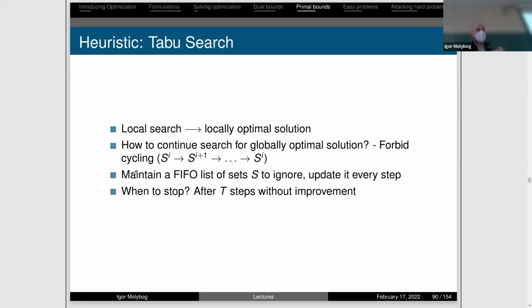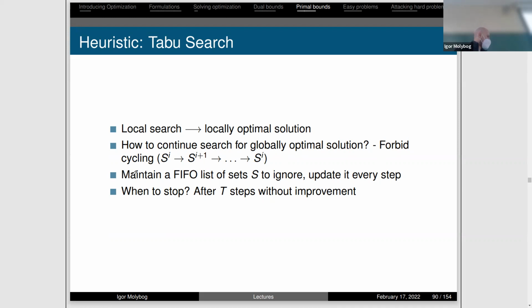All right. So there was a question about convergence. Very good one. When we are doing local search heuristic, we are guaranteed to converge to a locally optimal solution. However, it's not really what we would absolutely love to do. We would like to find a global solution, and for that, one of the possible ideas to pursue is to continue searching for a globally optimal solution and forbid coming back.